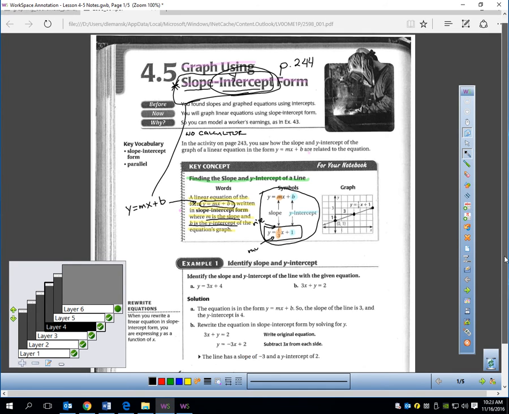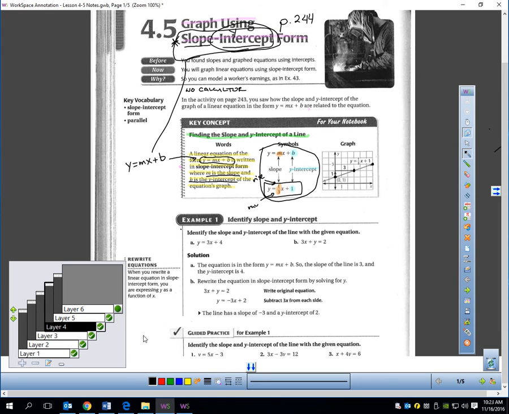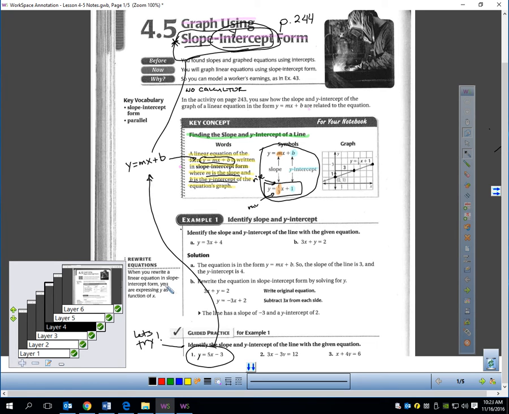Let's try a few. Let's identify the slope and y-intercept of each of these lines. So let's look at number 1. It's y = 5x - 3. Now, here's the first question. Is this problem in that form? And the answer is, well, yes, it is. It's y = mx. When it says plus, it could be plus or minus b.